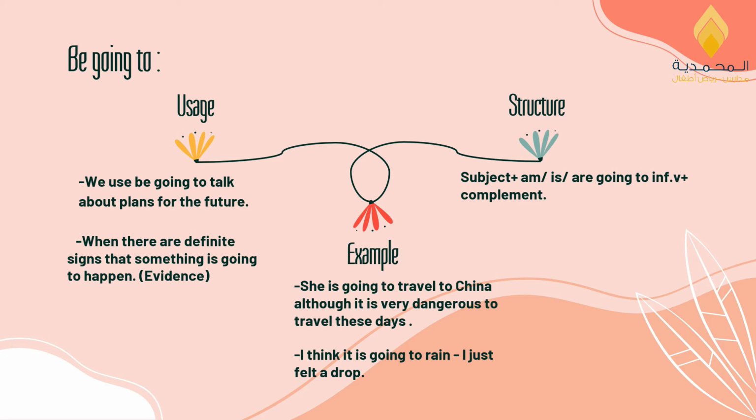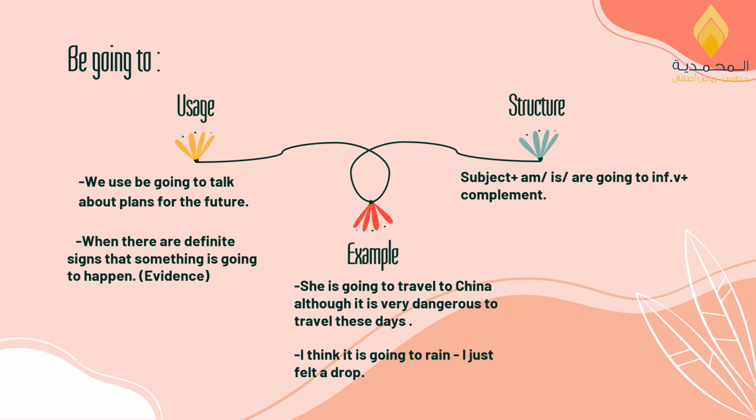We use be going to talk about plans for the future. As we said, we have decided before the moment of speaking. So we have made a plan for the future, and we use be going to talk about this plan. And also when there are definite signs that something is going to happen, I have evidence for the thing which is going to happen in the future. So whenever we have evidence, we use be going to.